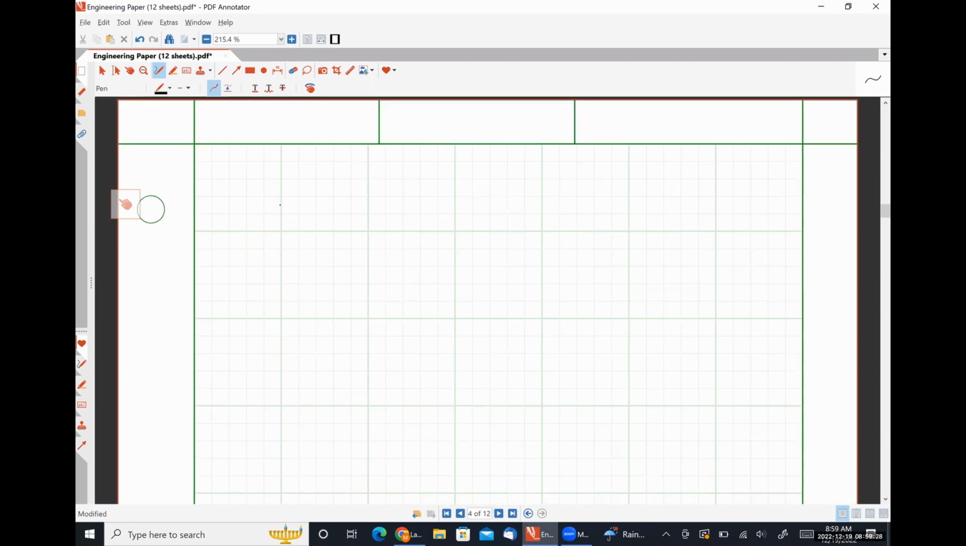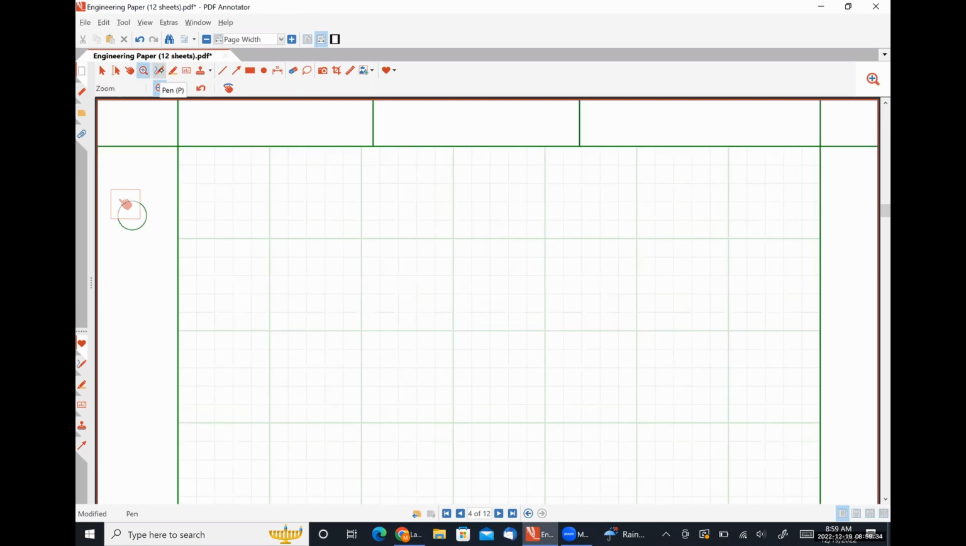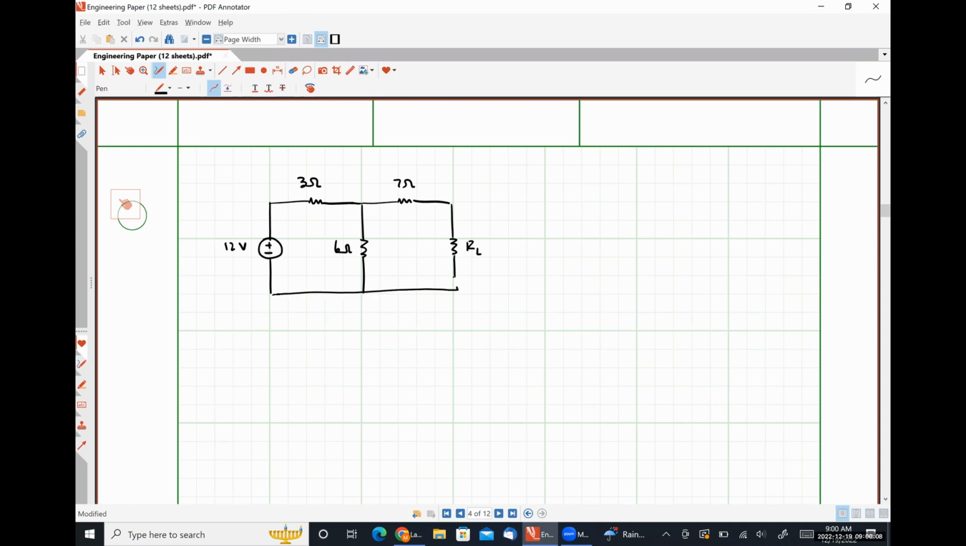So let's say that we have the following circuit. We have a 3 ohm resistor connected to a 12-volt source, a 6 ohm resistor connected like so, a 7 ohm resistor connected like so, and here is our load resistance.